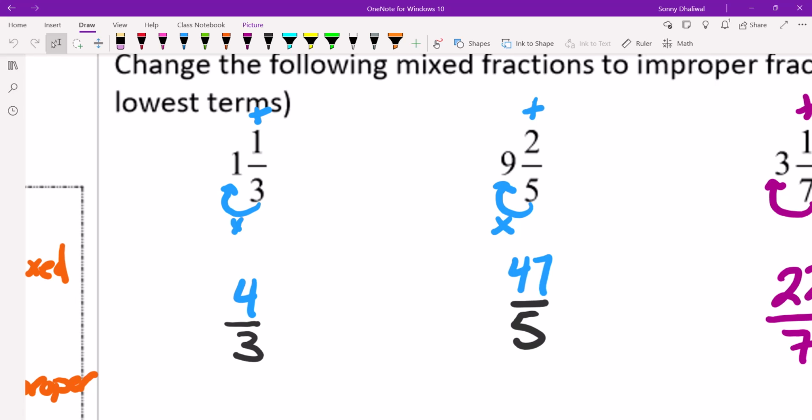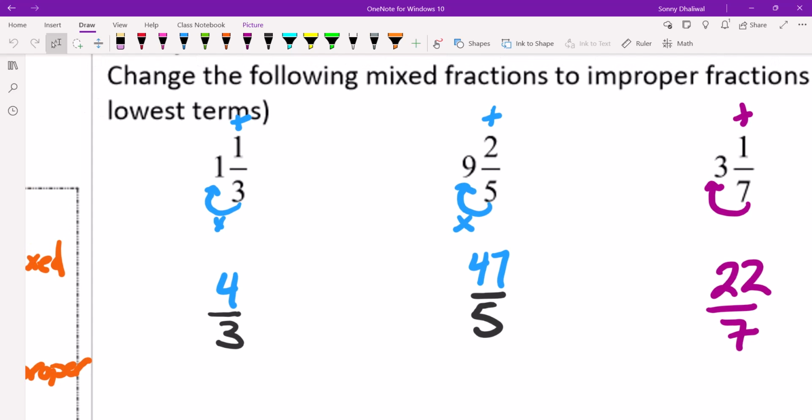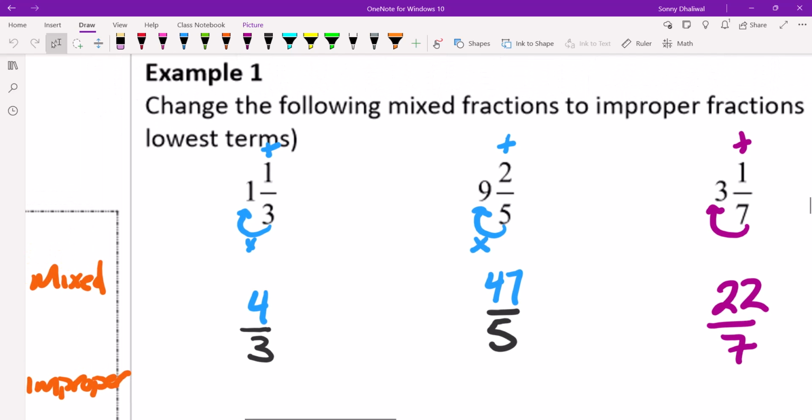The process was the bottom number stays the same. You multiply the denominator with the number up front, so 3 times 1 is 3 plus the top number, 4. 4 over 3. 9 times 5 is 45 plus 2 is 47, and the bottom number stays the same, 47 over 5. So that is the process of turning mixed numbers into improper numbers, and that's where we do most of our calculations.